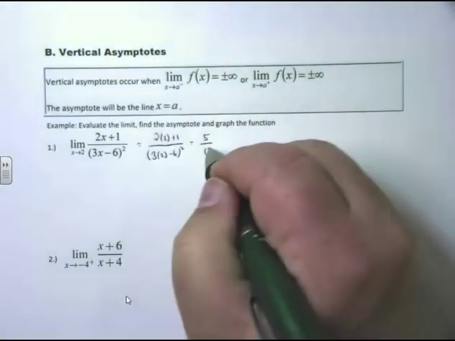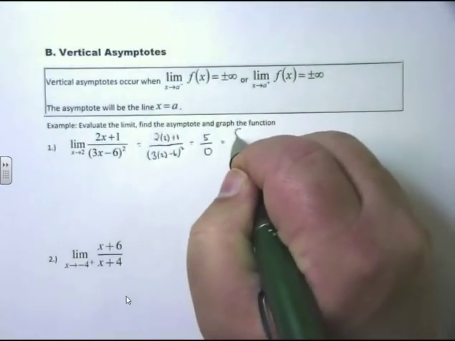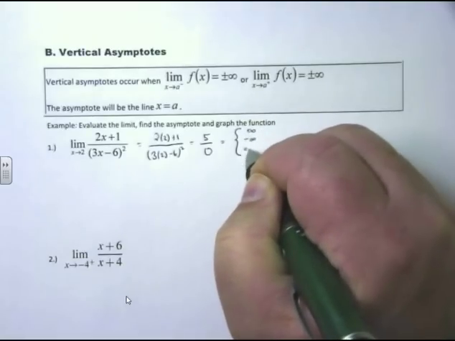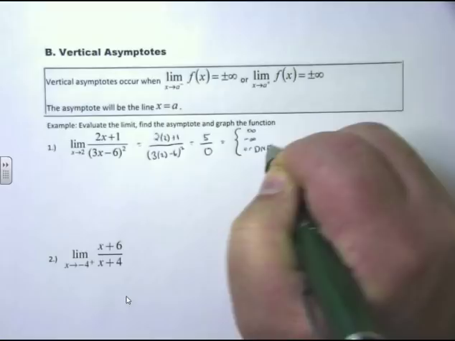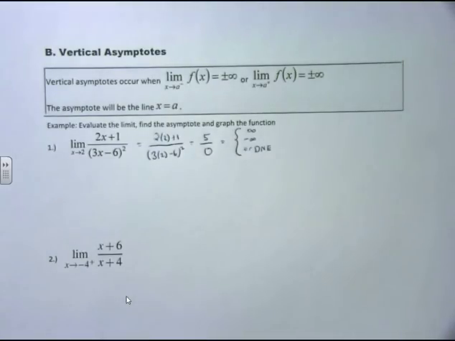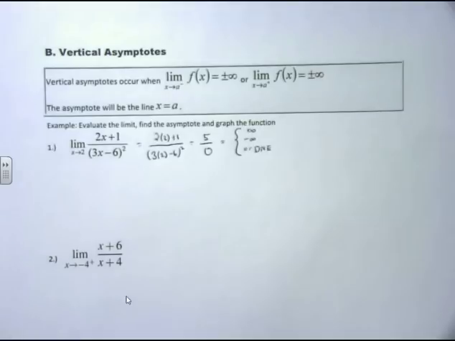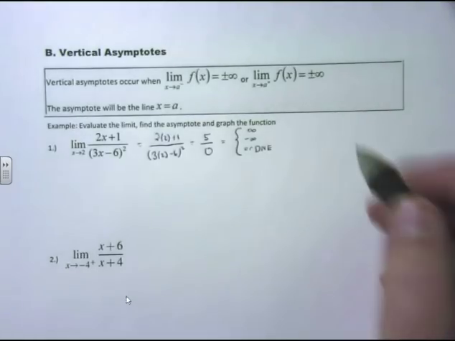And the rule of thumb is this: when you get a number divided by 0, the answer is either going to be infinity, negative infinity, or does not exist. You've got a one-in-three chance of guessing at this one, because anytime you get a number divided by 0, it's got to be one of these answers: infinity, negative infinity, or does not exist. Which one is it going to be? Well, the only way to figure it out is you've got to do your chart work.